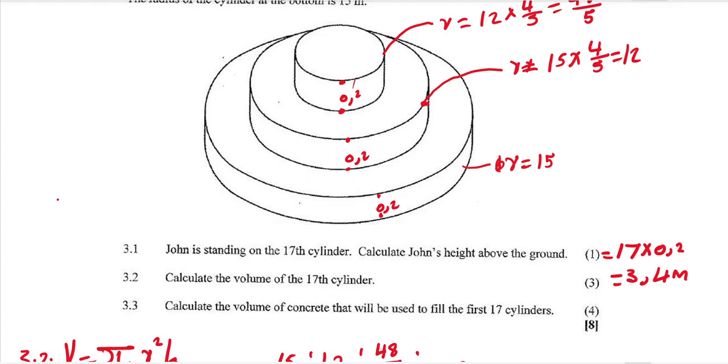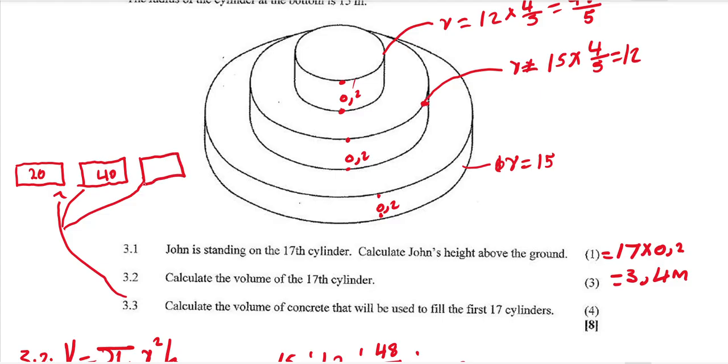Let me give you a practical example. Our first cylinder is filled with a volume of 20, the volume of the second cylinder maybe is 40, and the volume of our third cylinder is maybe 8. This is just an example. If they wanted the volume of concrete used to fill these 3 cylinders, we would add this volume, this one and this one.